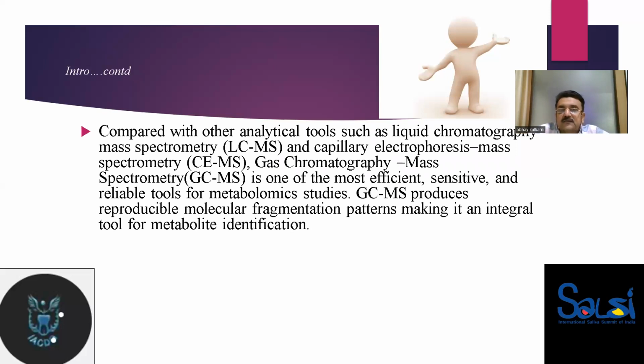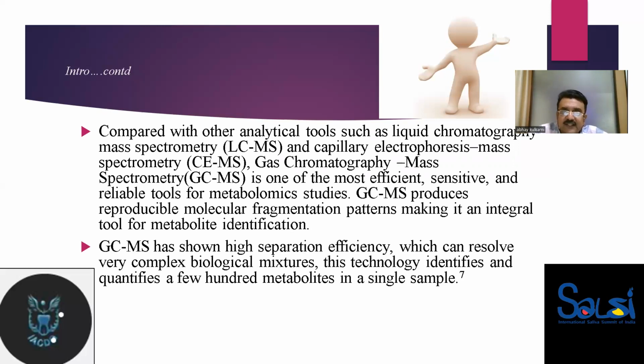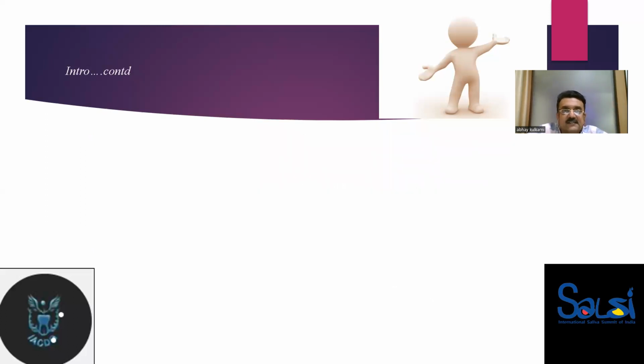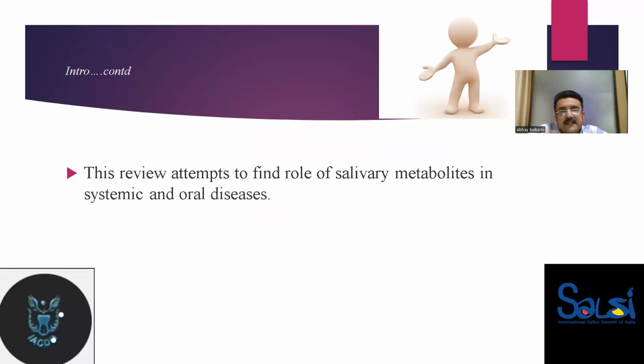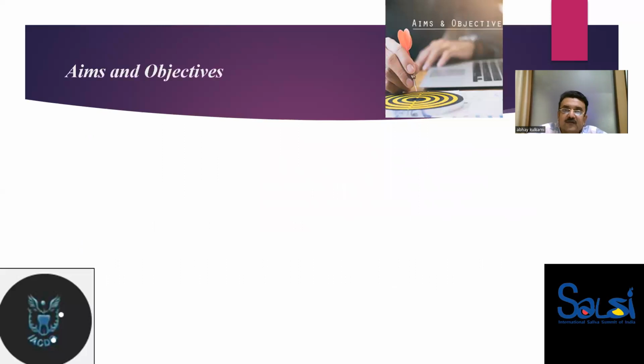Compared with other analytical tools such as liquid chromatography mass spectrometry and capillary electrophoresis mass spectrometry, gas chromatography mass spectrometry, that is GCMS, is one of the most efficient, sensitive, and reliable tools for metabolomic studies. GCMS produces reproducible molecular fragmentation patterns, making it an integral tool for metabolite identification. GCMS has shown high separation efficiency, which can resolve very complex biological mixtures. This technology identifies and quantifies a few hundred metabolites in a single sample. This review attempts to find the role of salivary metabolites in systemic and oral diseases.